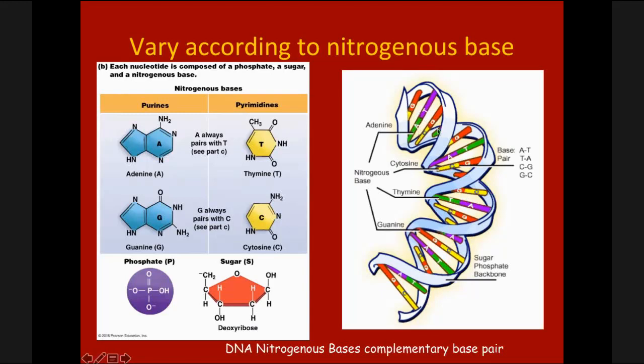The sequence of nucleotides is what's going to store information. But I'll come back and talk about that later.